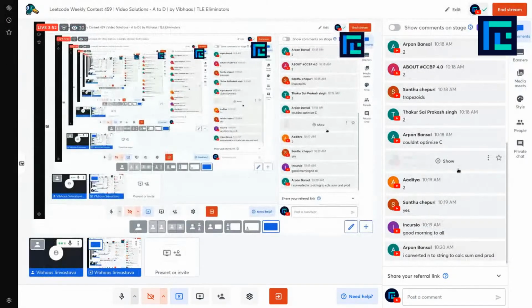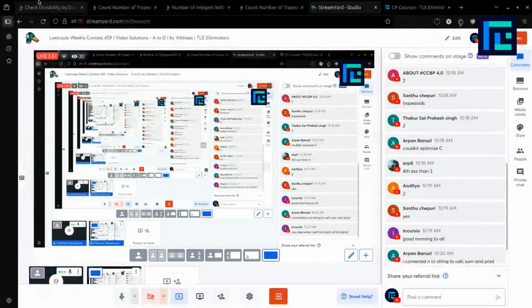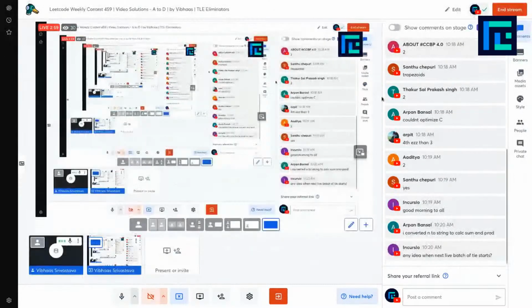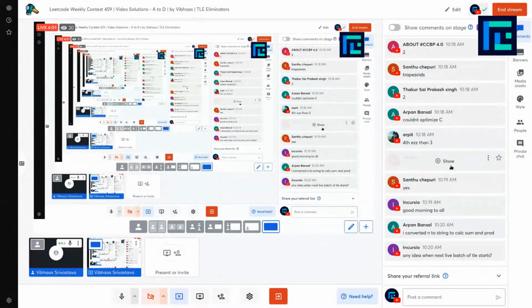Good morning, good morning. So yeah, you can convert to string and you can do it, that also works. Okay, so that's all for problem A. Any idea when the next live batch starts? I'm not 100% sure, but I can ask and get back to you, I guess. I'm not fully sure when the next live batch will start.